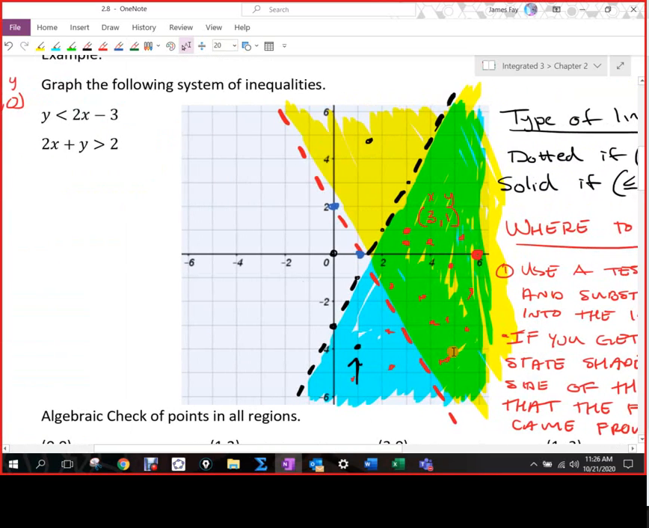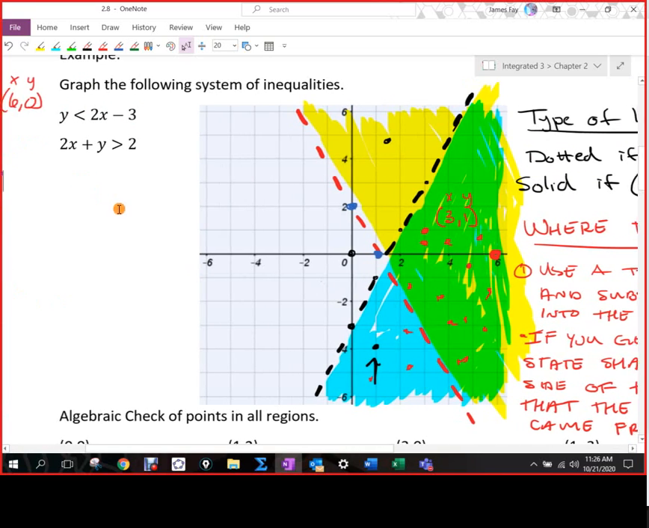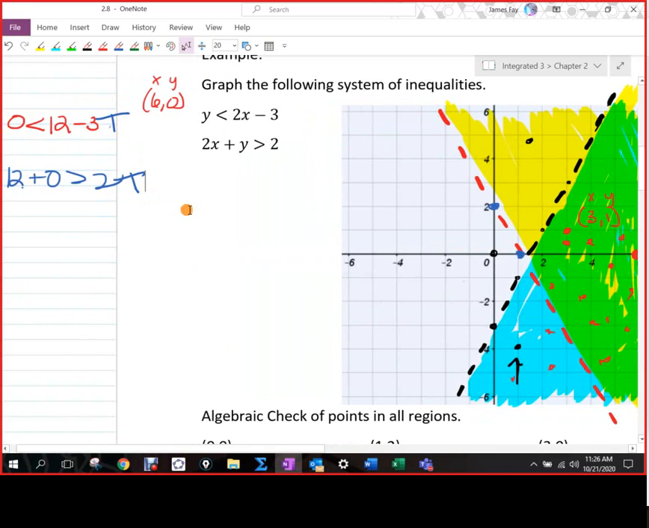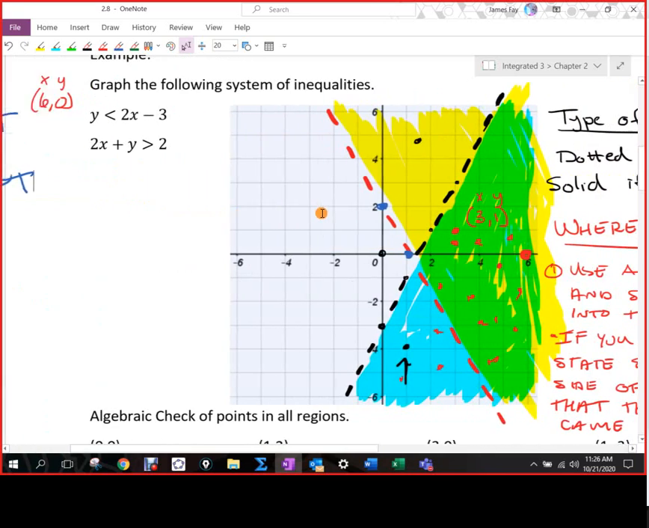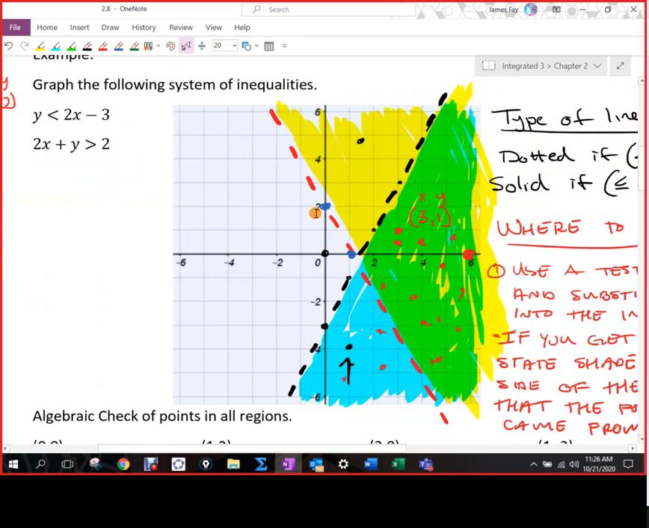These green points are the only points that are going to give me both true statements. Okay? Does that make sense? Does anybody have questions on this? You guys are kind of quiet with this. Confusing? There's a lot of steps.